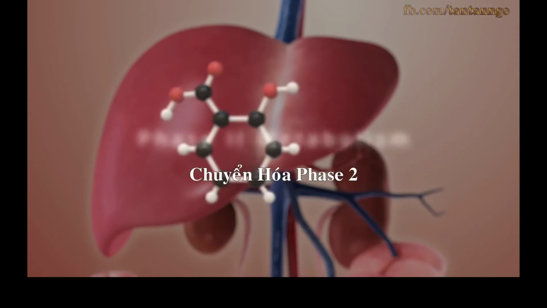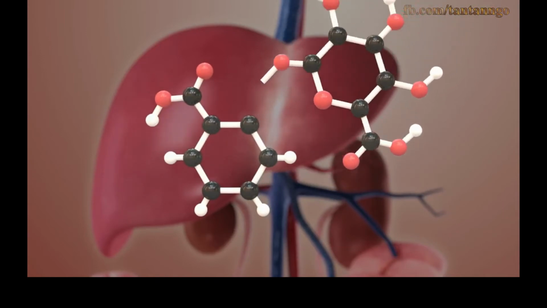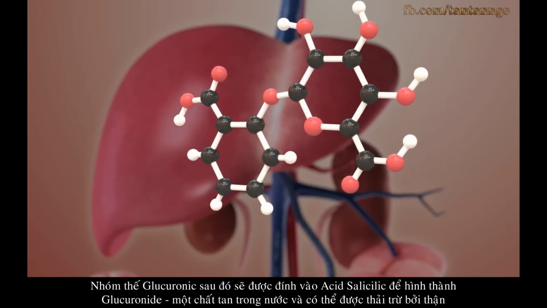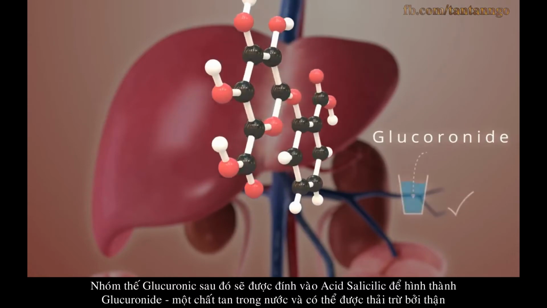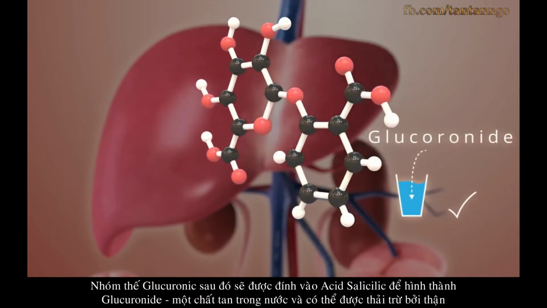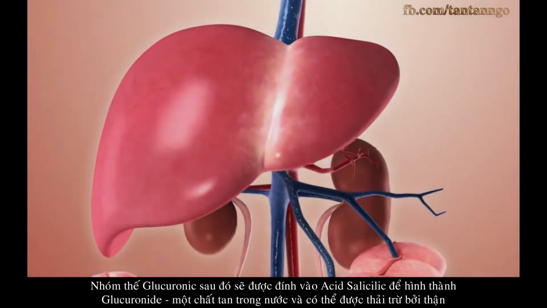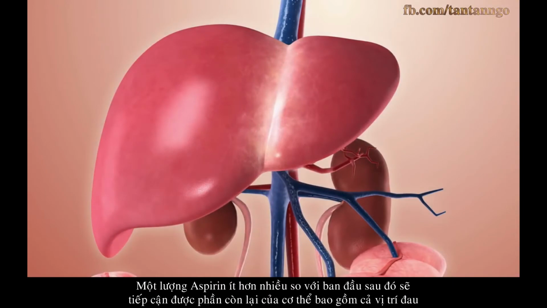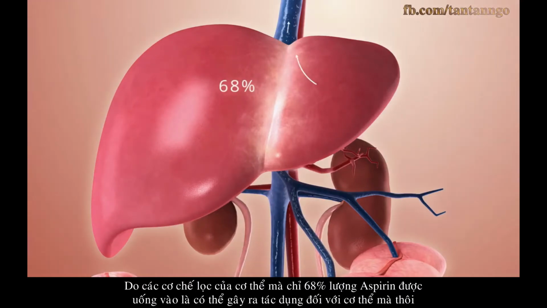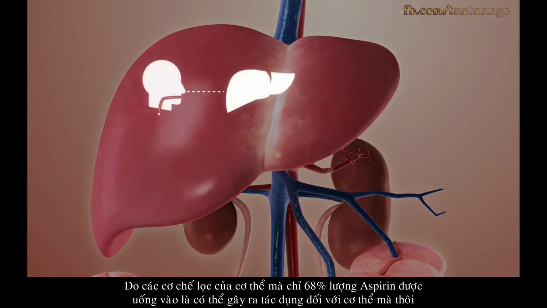Phase 2 metabolism. An ionized group is then added to the salicylic acid, forming glucuronide, which is water-soluble and can be excreted in urine. A lot less of the aspirin will continue its journey onto the rest of the body, including the site of the pain. Only 68% of orally taken aspirin will have any effect at all, because of all the filtering that the body has done.